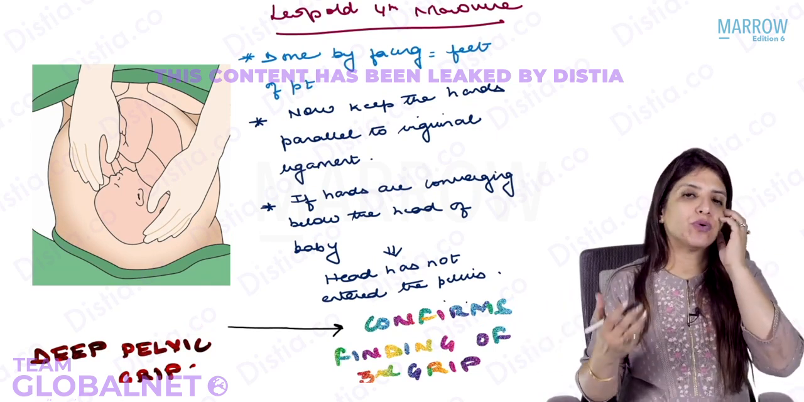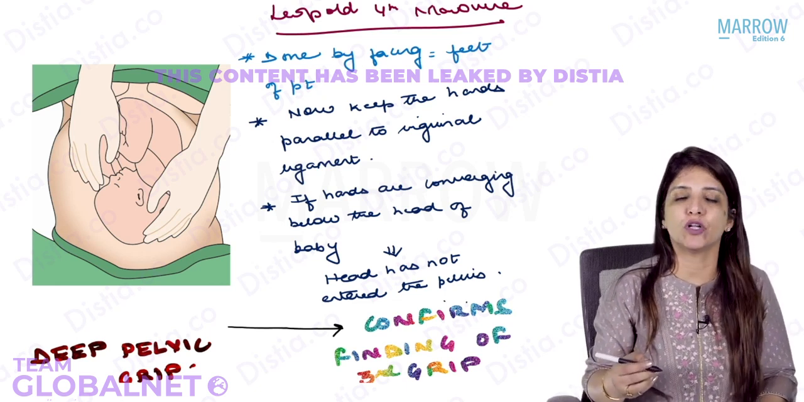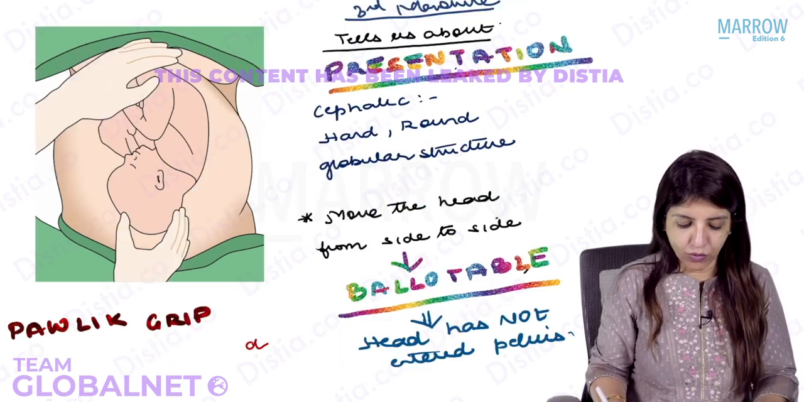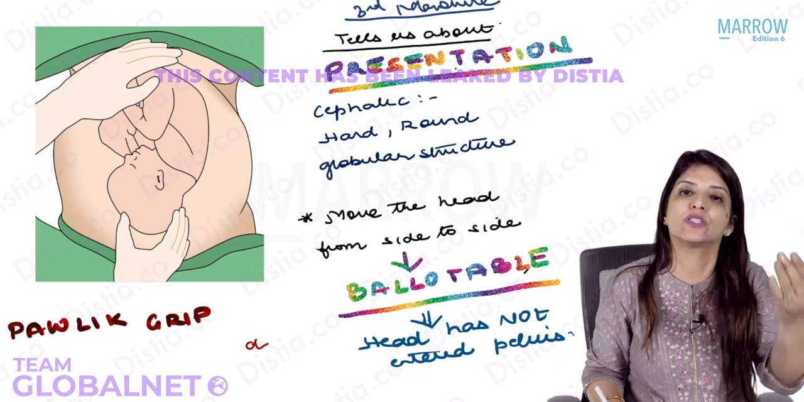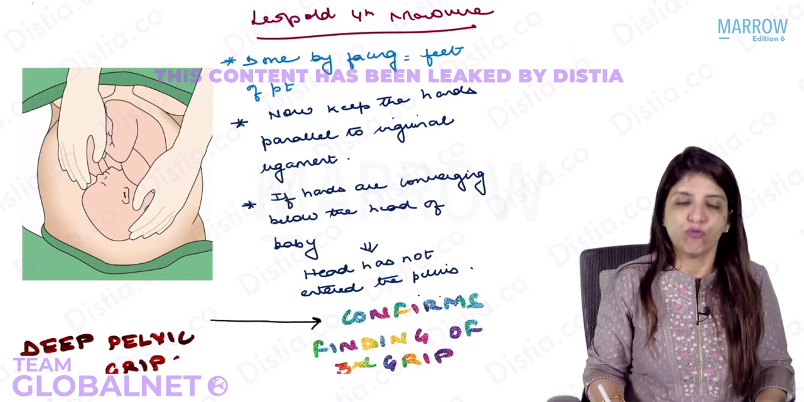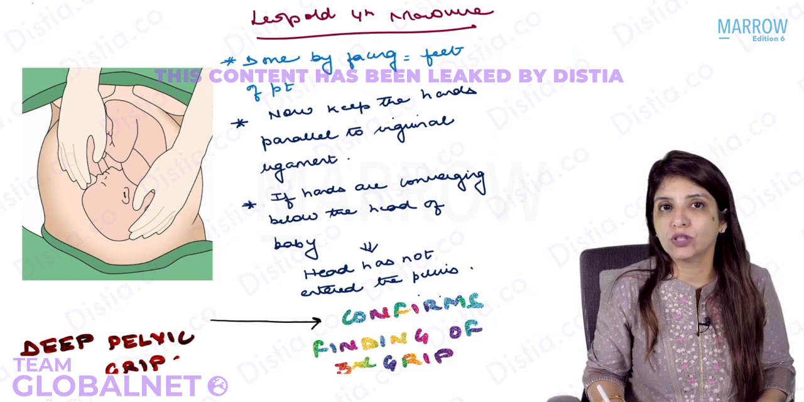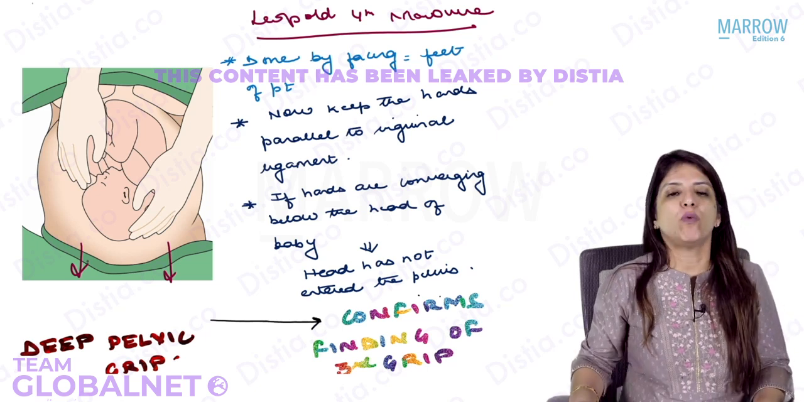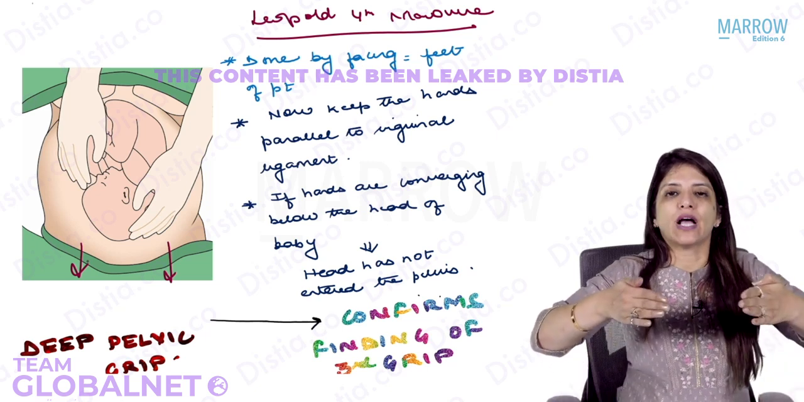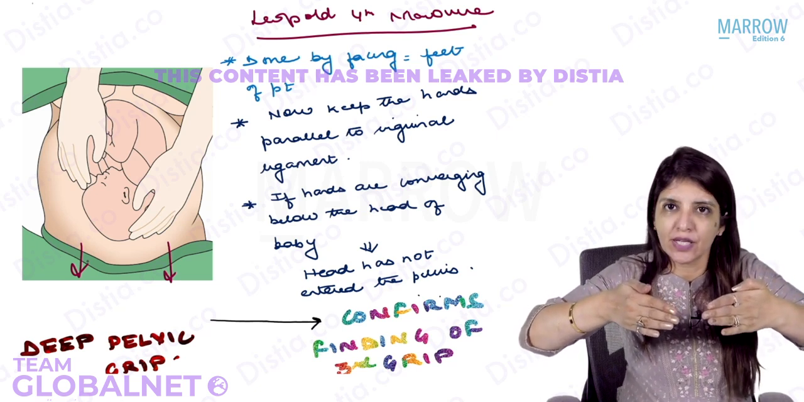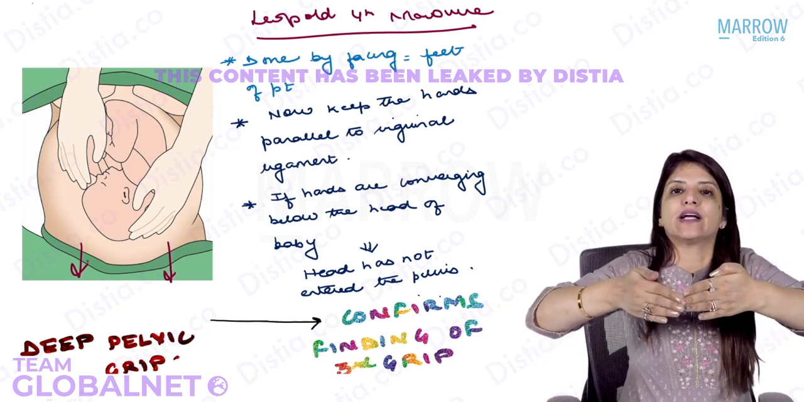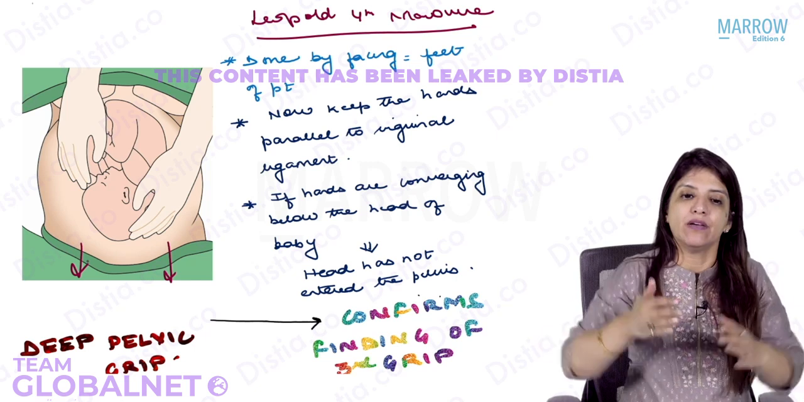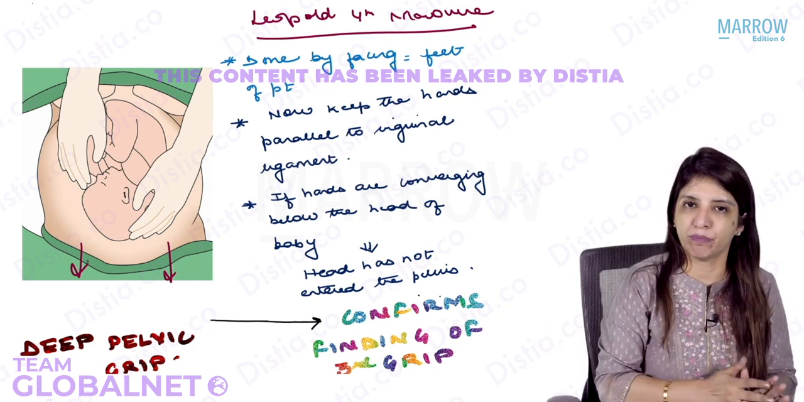So in images, how are you going to recognize whether it is the third Leopold's maneuver or the fourth? The third Leopold maneuver is done with a single hand while you are facing towards the face of the patient. Whereas the fourth Leopold maneuver is done with both hands while you are facing towards the feet of the patient. Right? Now I keep both my hands parallel to the inguinal ligament, and if both my hands converge below the head of the baby, right, that means the head has not entered into the pelvis.